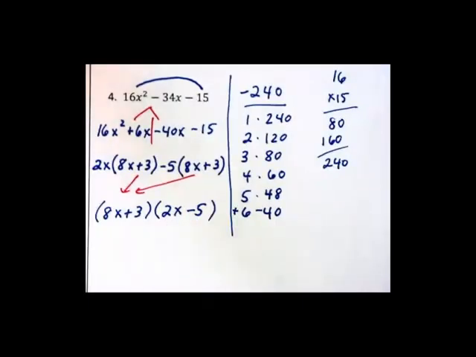So take this method if you like it. If you don't like it, you can just skip this whole section altogether and just factor the way you were factoring without this AC trick. But at least you have it there in case you want it.